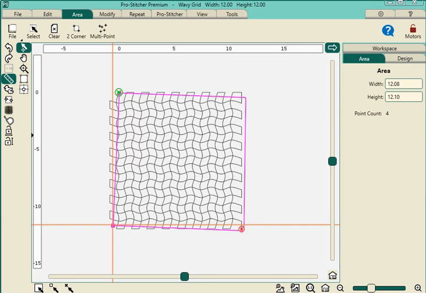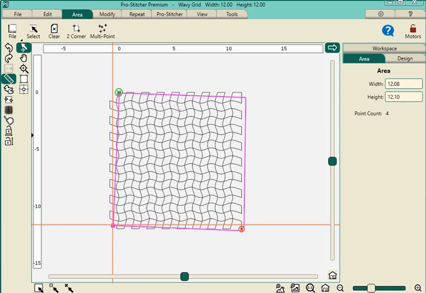Today's topic is another question from user groups about Pro Stitcher Premium and a technique. This one is about wonky blocks and getting your design to fit into that block on the quilt. And you know that quilts aren't always squared up. We try to make them square, but sometimes after we get them on the long arm frame, our designs just don't line up quite right.